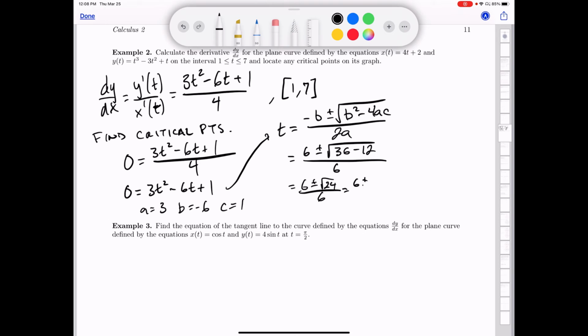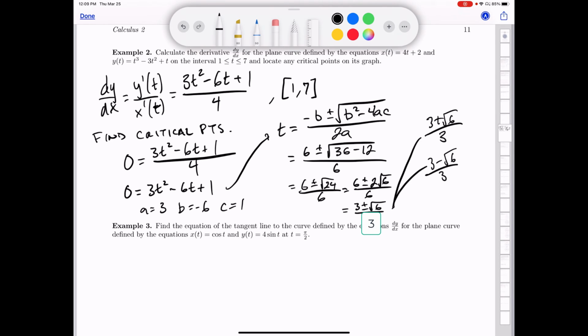So I'll just do that. I like to get it as simple as I can. 2 times root 6, did I say? And then over 6. And then that simplifies slightly down to 3 plus or minus root 6 over 3. So this represents 3 plus the square root of 6 over 3, and 3 minus the square root of 6 over 3.